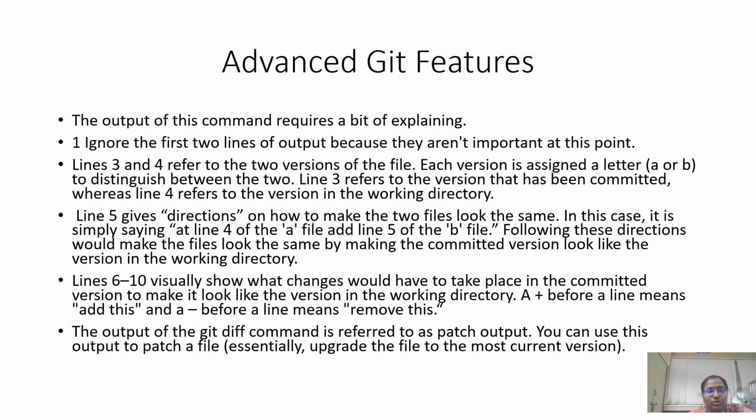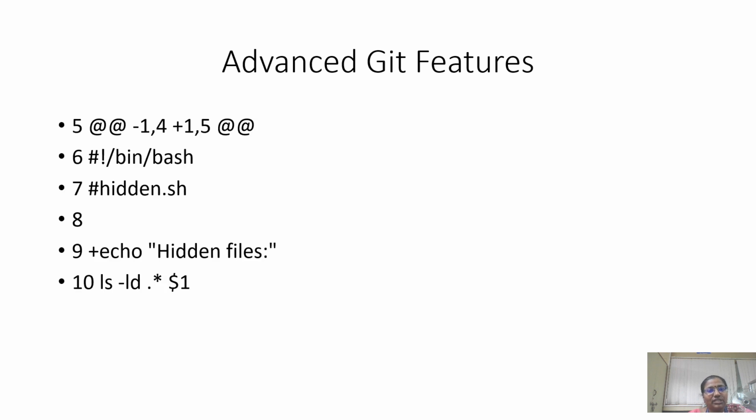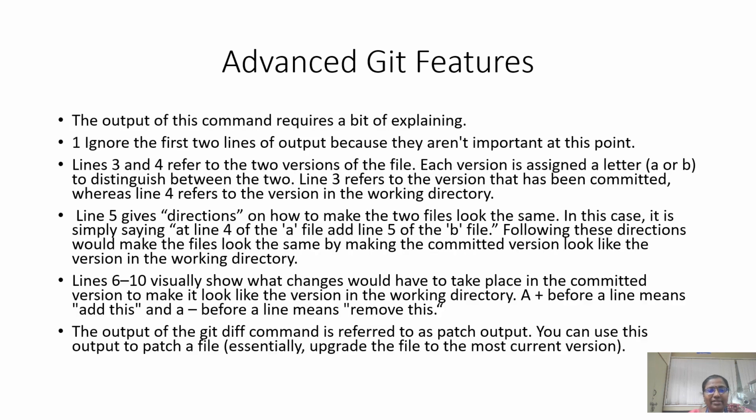Similarly, lines 6 to 10 visually show what changes would have to take place in the committed version to make it look like the version in the working directory. Here a plus means before the line add this, and minus means before the line remove this. The output of the git diff command is referred to as the patch output.